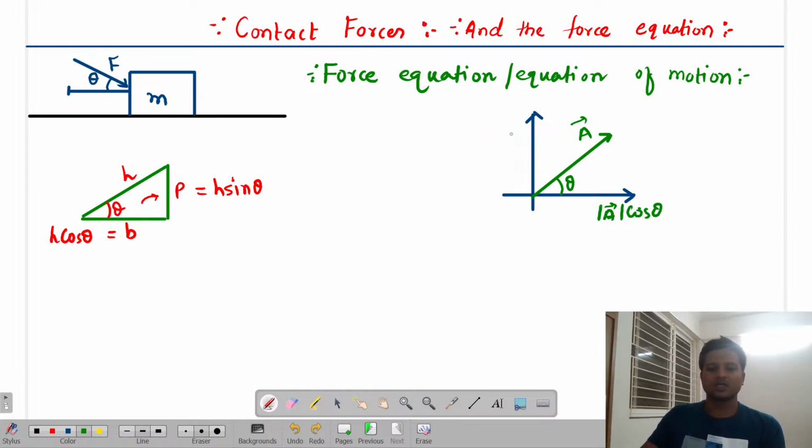Are you able to get me or not? I'll not go into the depth of that. Why I wrote modulus: simple सी बात है, vector A की जो ये length है, basically this length will be represented by modulus of vector A. Are you able to get me or not? Yes. So look over here.